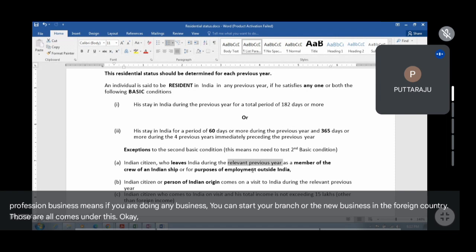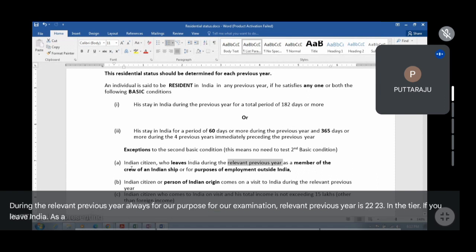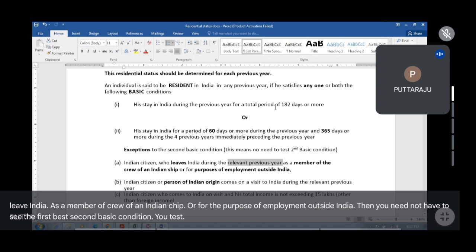Okay. What does the first exception to the basic condition say? If an Indian citizen leaves India during the relevant previous year, always for our examination, the relevant previous year is 22-23. In that year, if you leave India as a member of the crew of an Indian ship or for the purpose of employment outside India, then you need not see the second basic condition. You test only the first basic condition.